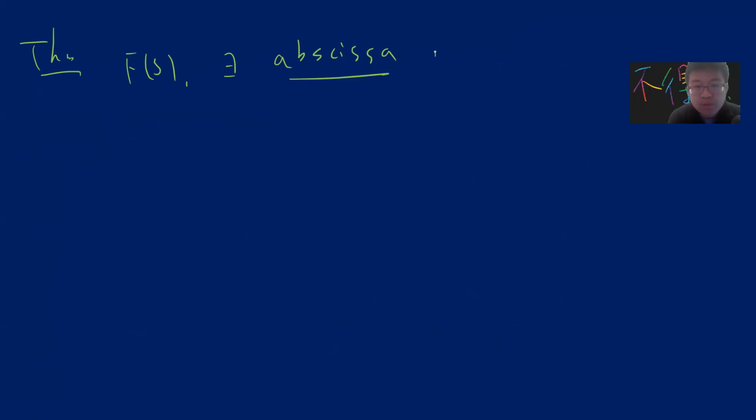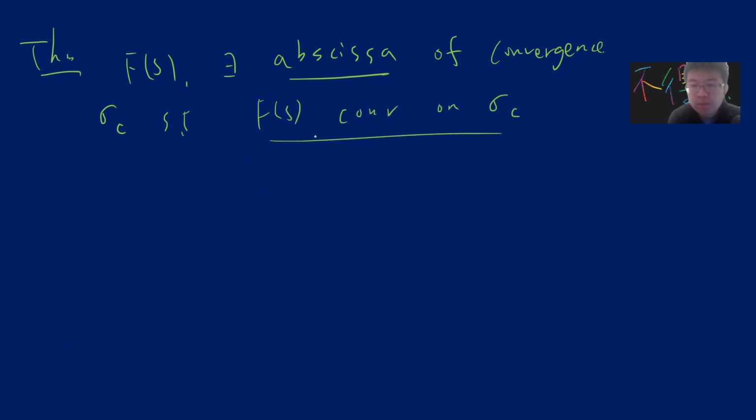There's another theorem that I want to state. It's basically the same as the previous one. Take any Dirichlet series. There's also a thing called the abscissa of convergence, which is usually called sigma_C, such that F(s) converges for s with real part above sigma_C. Now there's no absolute convergence here. I just say F(s) converges, and sigma_C is a real number.